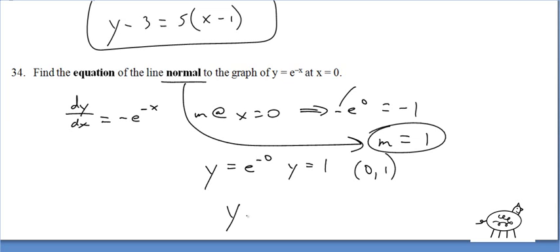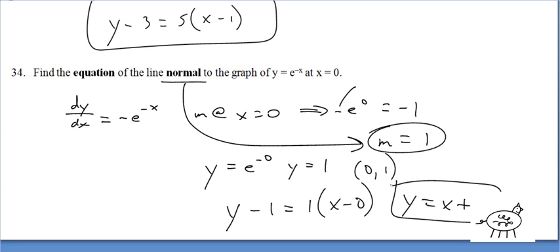That means your equation is y minus 1 equals 1 times x minus 0. Usually you don't leave it that way, so we're going to say y is equal to x plus 1. Okay, that's it, math fans.